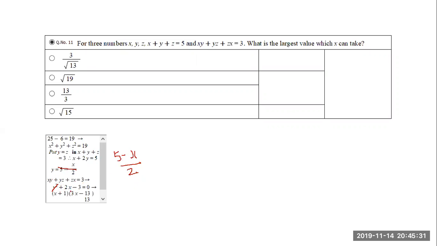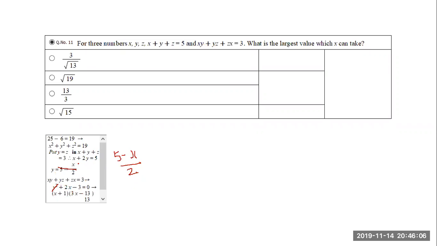Once you substitute this, you will have a relation in terms of x, which will be (x plus 1) into (3x minus 13). This is something you will have to do at practice. Please practice it. So y is equal to (5 minus x) by 2. Then you will get this relation in terms of x only, because we know x is equal to y and y is equal to z.